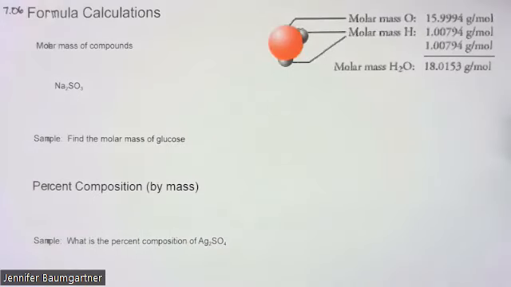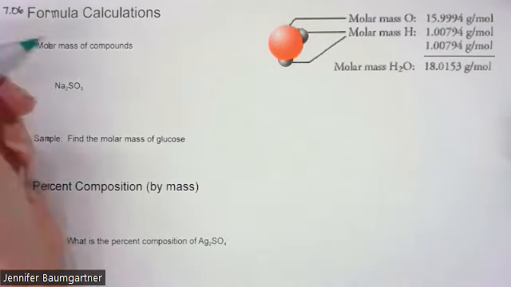All right, in 706, we're going to talk about what we can do with those formulas now that we know how to write them. So we're going to do the back third of this chapter, which are formula calculations, where we're either doing calculations with the formulas that we found or the procedure that we use to come up with the molecular formula for unknown compounds. But we're going to start off with the molar mass of compounds.